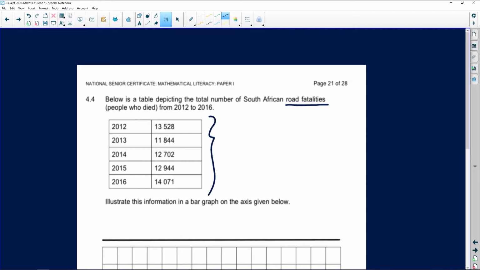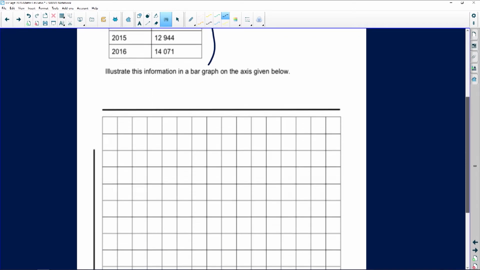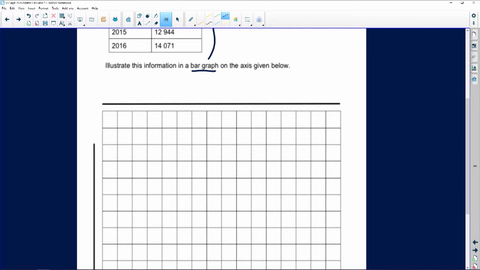And it says to us, illustrate this information in a bar graph on the axis given below. So what we need to know about bar graphs. So we've been given that bar graph. And if you have been watching all the revision sessions, you will be aware of all the rules I've been saying to you guys. Please know the different types of graphs that are given to you. Do not cram one graph and then think this is the graph that's going to come out. You could either be asked to draw the graph, or you could be asked to interpret the graph. So in this particular case, we are being asked to draw a bar graph.